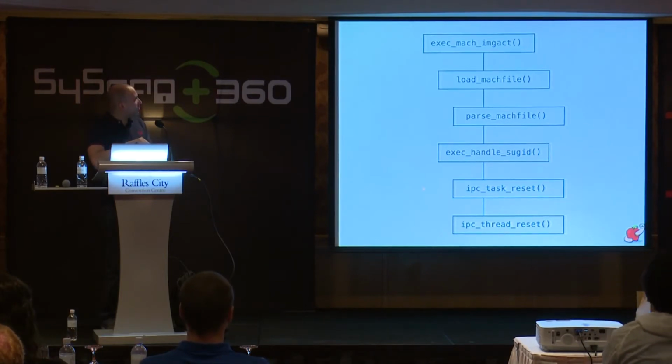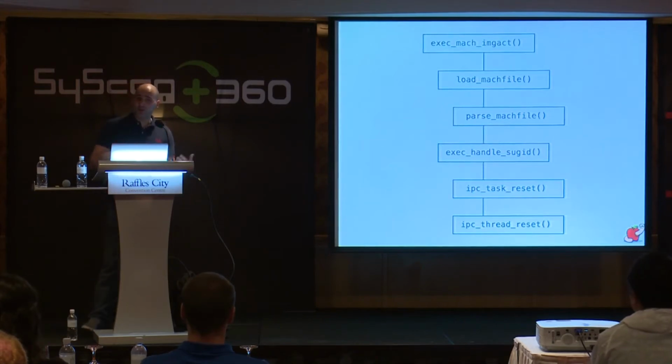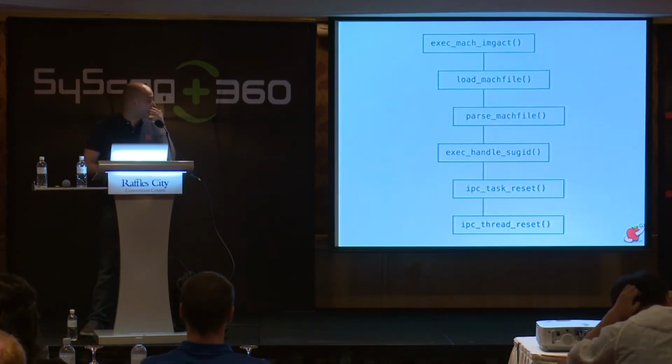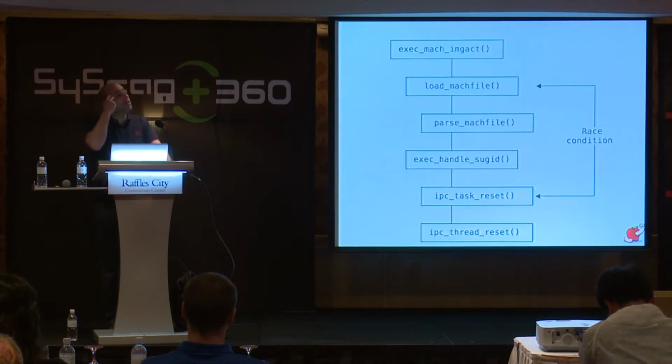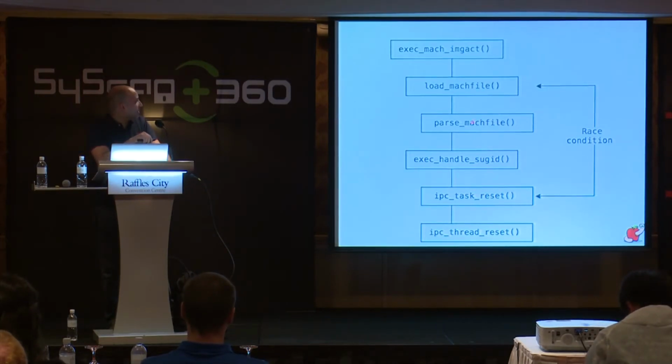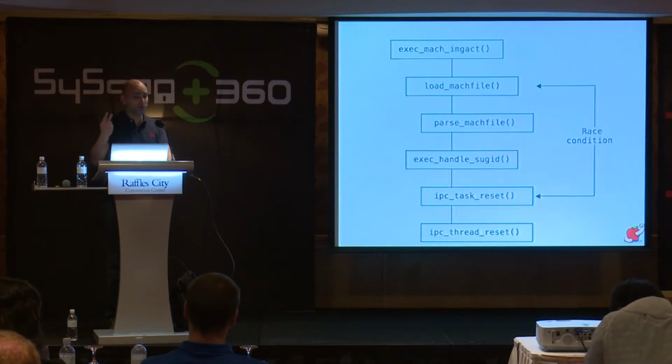So this is the execution scheme. This is when it executes the image. This is loading the file, parsing. Right now, when this function finishes, you already have the new binary mapped in memory. Then it calls the function that will do the reset of the task port and the thread reset. But if you look with some attention, there's a race condition between these two points. When you are here, the new binary is already parsed, and it takes some time to reset the ports, which is obvious. If you are somewhere between here and here, you can do whatever you want to the new process.